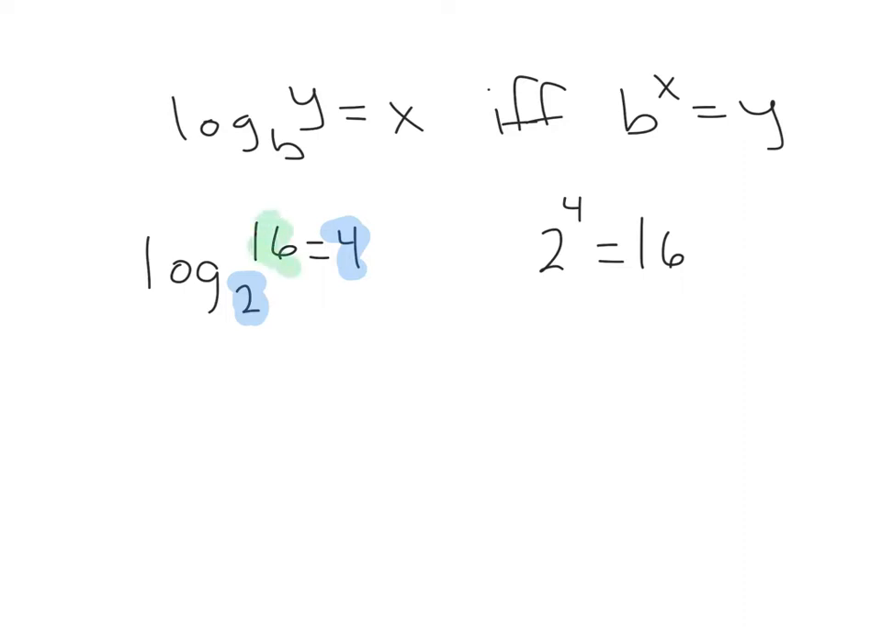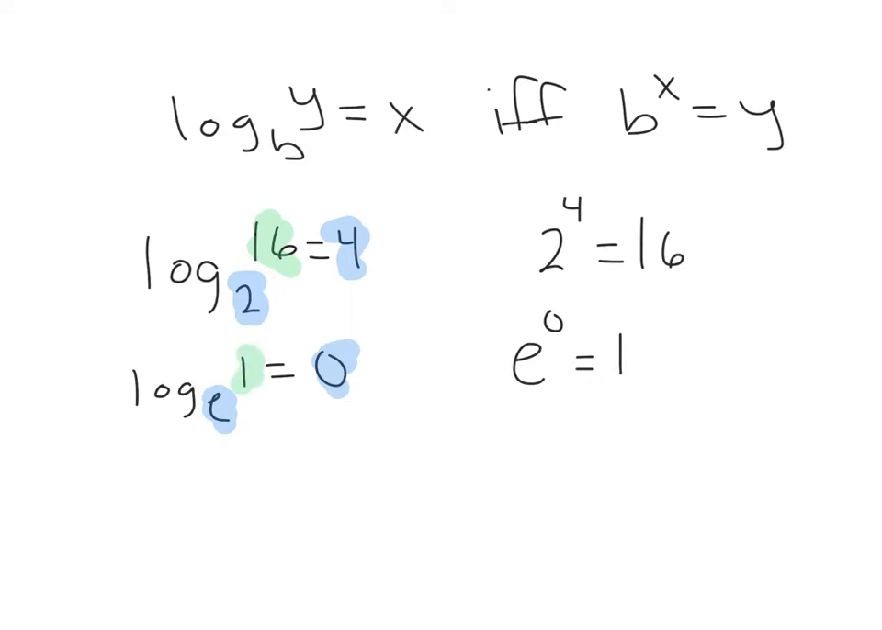Okay? So once again, let's try another example. Say I have, I don't know, log base e of 1 is equal to 0. This is true if and only if we have e to the 0 is equal to 1. So once again, you have e and the 0 go together, and then this is equal to what's in green, the 1.